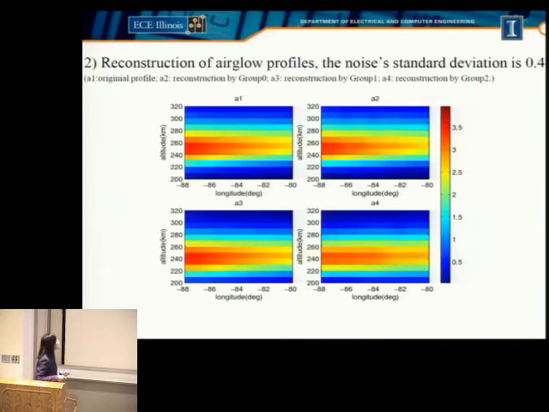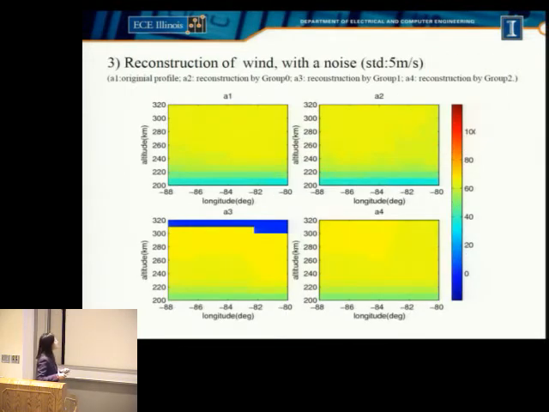And here are my simulation reconstruction results. This time, assume the airglow profile has noise with a standard deviation of around 0.4, and A1 is our original profile. A2 is by group 1 reconstruction. A3 is by group 2, and A4 is by group 3. Actually, I think all of them are pretty good because the noise at this time is very small, and we do not include any irregularity. And this reconstruction is for the wind when noise is around 5 meters per second. Still, I think all of them are pretty good.